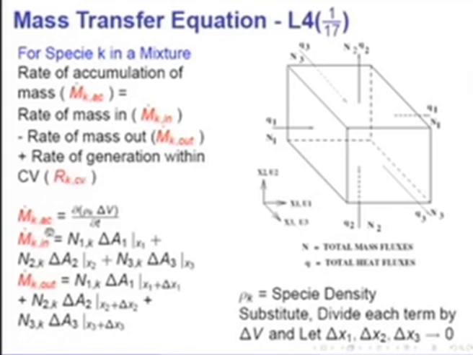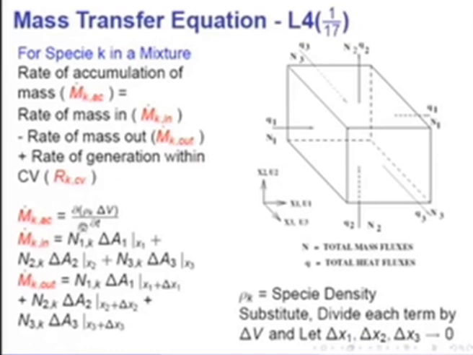So, what is m dot K accumulation? That is simply the mass of the specie K within the control volume delta V, d by dt of rho K delta V. The mass of specie in will be the flux of specie K in direction 1 multiplied by the area delta A1, plus N2 K, which is coming from the bottom, multiplied by the area delta A2, plus N3 K multiplied by delta A3 at x3, and likewise the same quantities at the outgoing faces at x1 plus delta x1, x2 plus delta x2 and x3 plus delta x3. Rho K is the specie density.